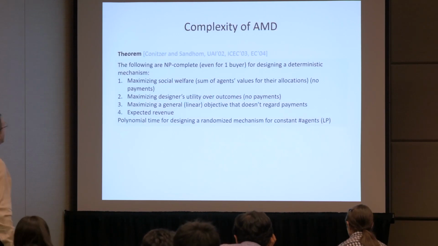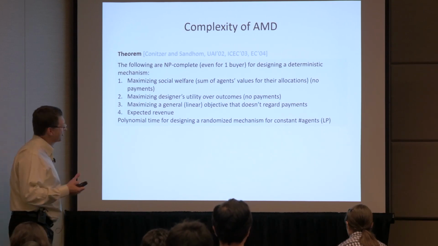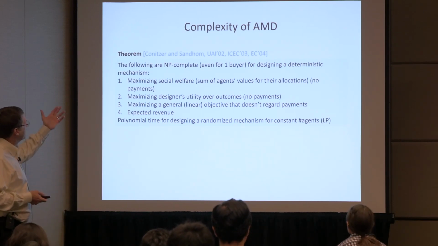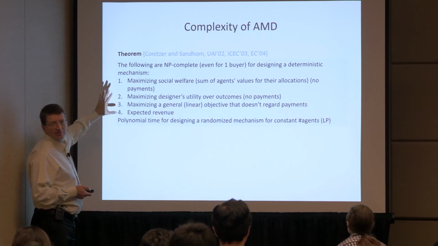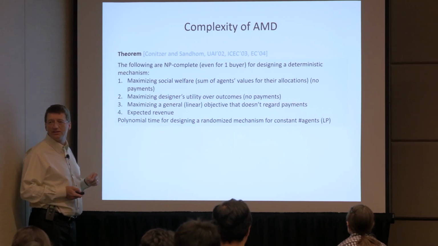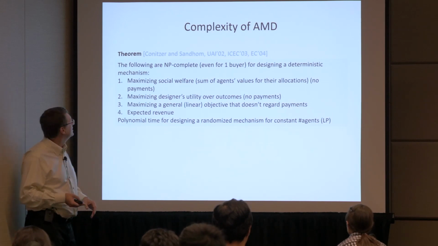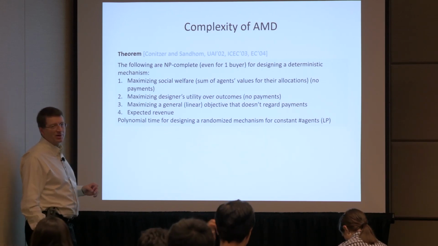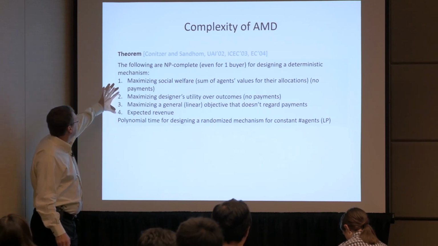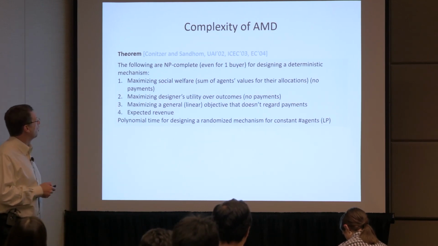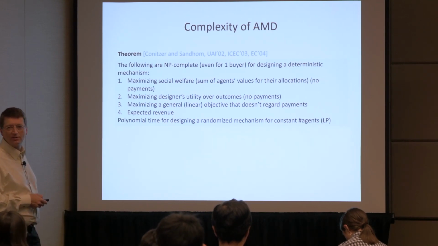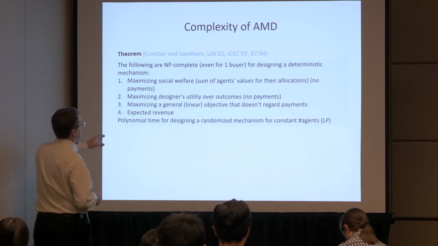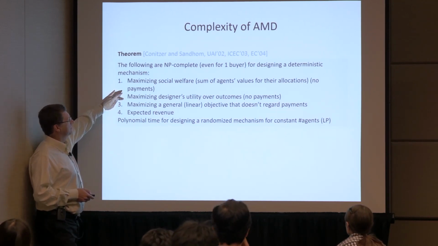Okay. All right, so let's talk about complexity of this flat representation automated mechanism design. The following problems are all NP complete, even for just one buyer, for designing a deterministic mechanism. And why do we look at deterministic? Well, most mechanisms in the world are deterministic, and a lot of people like that. Randomization is kind of hard to understand, might be unfair, exposed, etc. Okay, maximizing social welfare, which is the sum of the agents' values for their allocations when there's no payment allowed. Maximizing a designer's utility over outcomes with no payments.